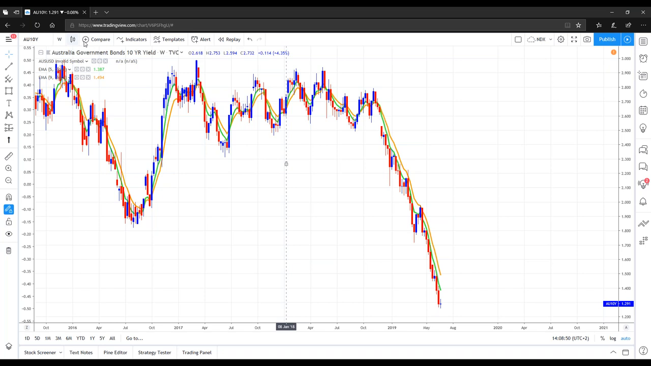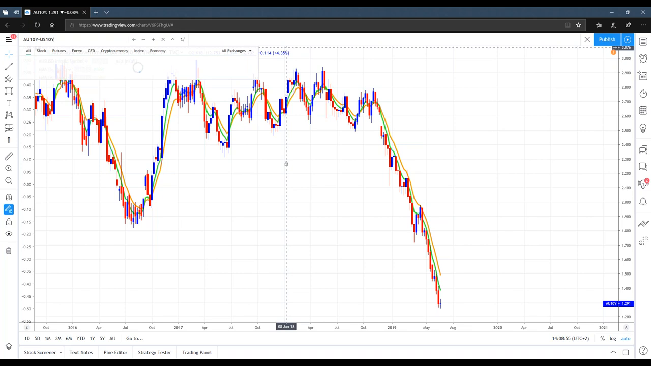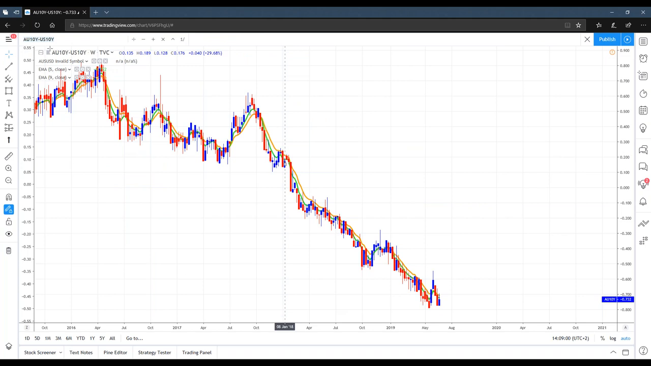I'm going to just go and take the Aussie minus the US 10-year. Now, that's a little bit different to what I did on Monday. On Monday, I did the US 10-year minus the Aussie. This is the better way to do it. Rob sent me an email and just said, does this make sense? Putting the Aussie first.